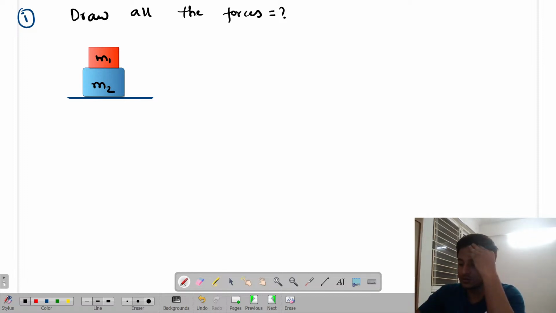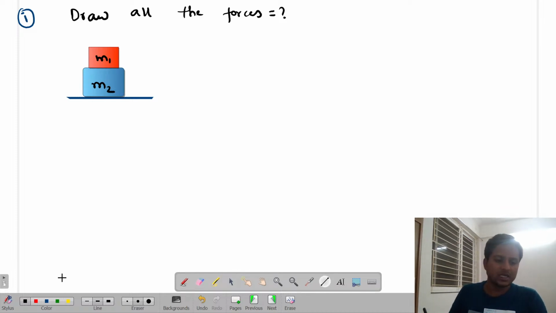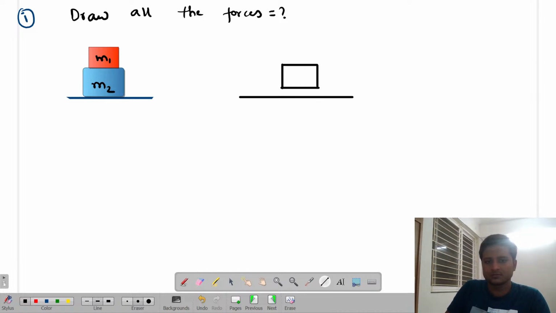Did you draw it? Okay, one minute. So now look over here how to draw it. Basically simple. I'll tell you one trick to draw. Just lift these blocks a little bit away from each other. Whatever is given to you, just lift them up. Give them some space. So this is my m1. This is my m2.